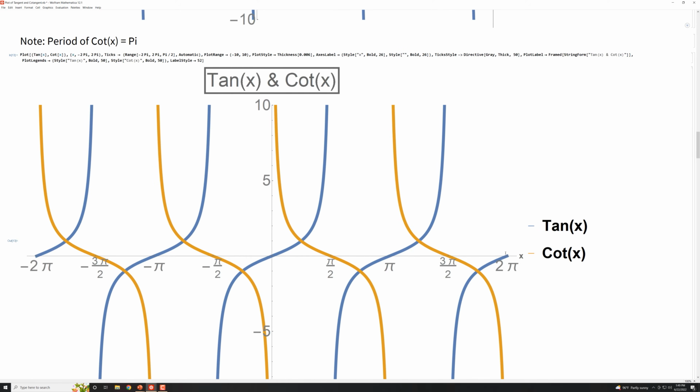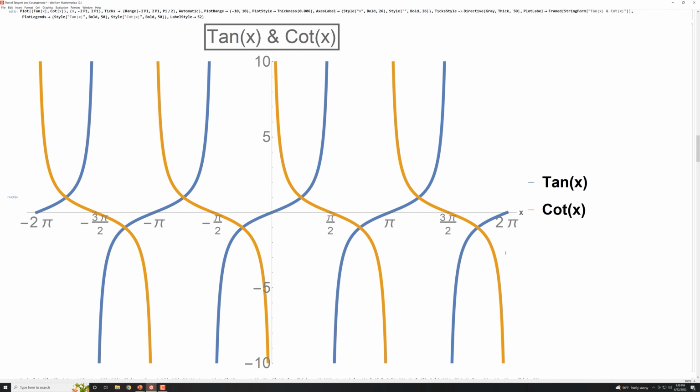Now what I'd like to do is put them both together. You see this kind of curve a lot in textbooks. I personally find this nauseating, but putting them together does in some ways help you visualize. You can see the tangent in blue here starts at negative pi over 2, negative infinity, and goes up to infinity at positive pi over 2.